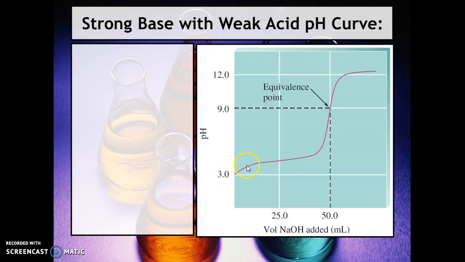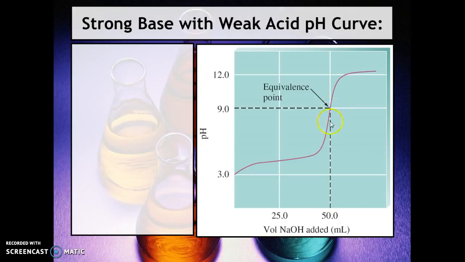What I did was I added some base. It hit this little zone right here. What did I call this zone? My buffer zone. If I had a question that asked me to find a pKa, I could go over and look at my buffer zone and do my negative log of, in this case, 4-ish, and see what I get out.